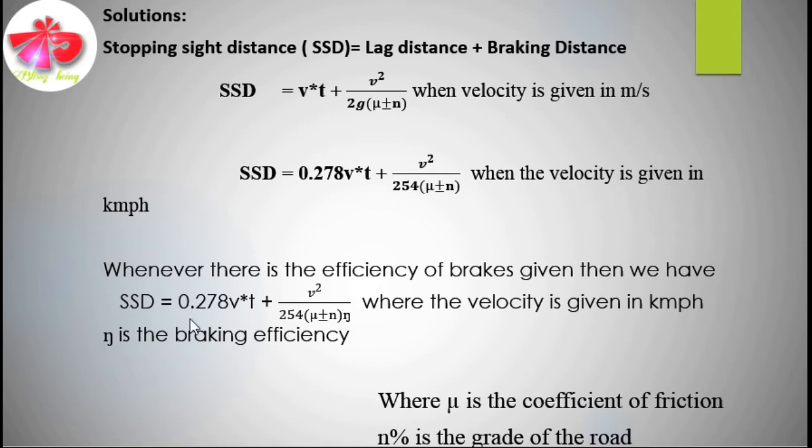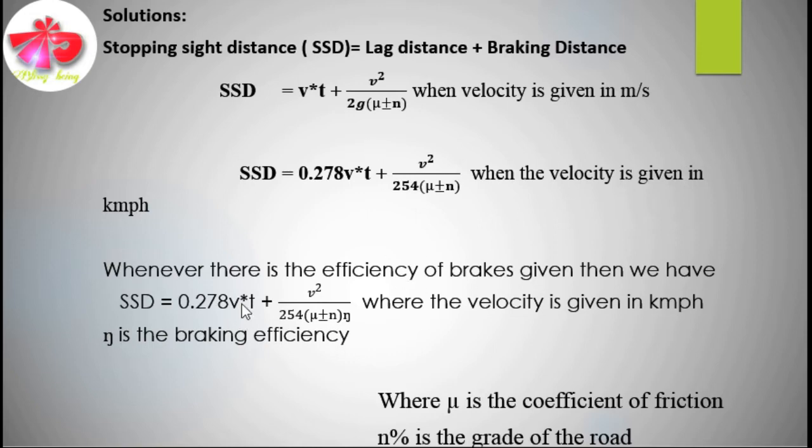So in such a case, the stopping sight distance would be given by the formula SSD = 0.278 V t + V² / (254 (μ + n)) times the braking efficiency. So this is the formula when you are given the braking efficiency, when the velocity is given in kmph, and when there is the n, the gradient of the road.